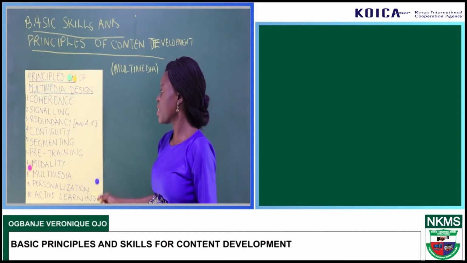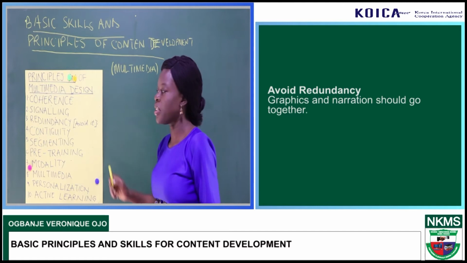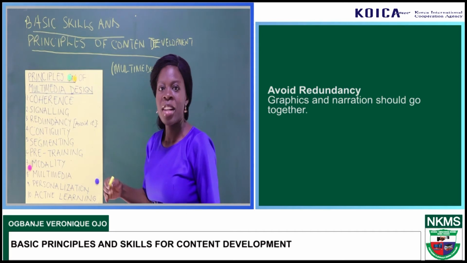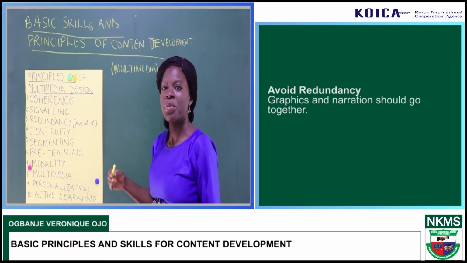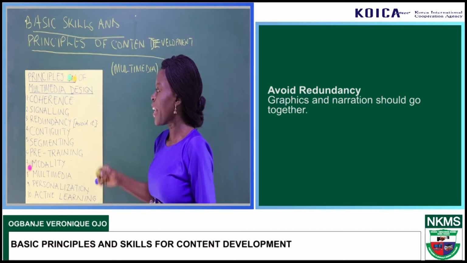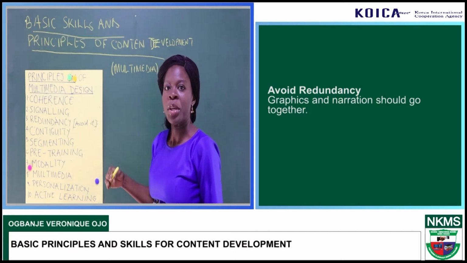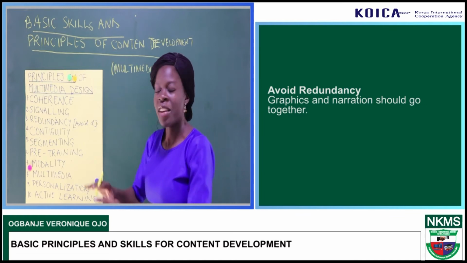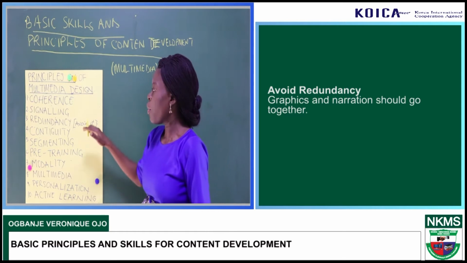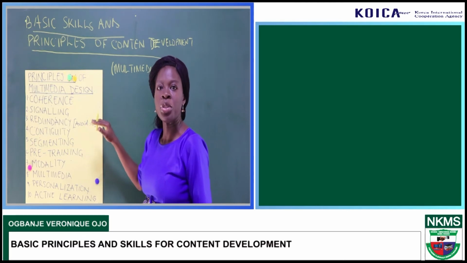And then redundancy, we can see it in bracket. Avoid it. What do we mean by redundancy? Redundancy refers to a case where in a material you see information that is not useful, extra information that is distracting. Avoid it. Everything you present to the student should be what they can learn within a frame of time. Most lessons are 40 minutes.